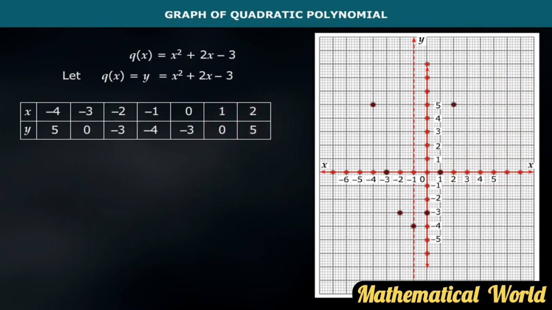As it is a quadratic polynomial, here we do not draw straight lines to connect the points. As the coefficient of x square is positive, the parabola opens upwards.